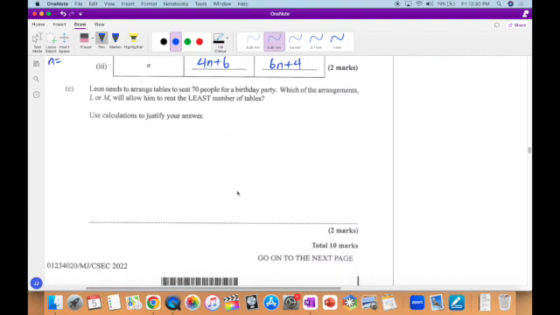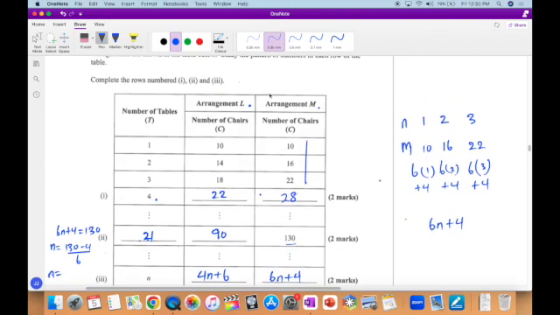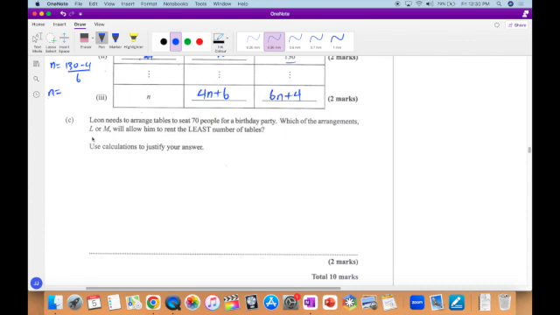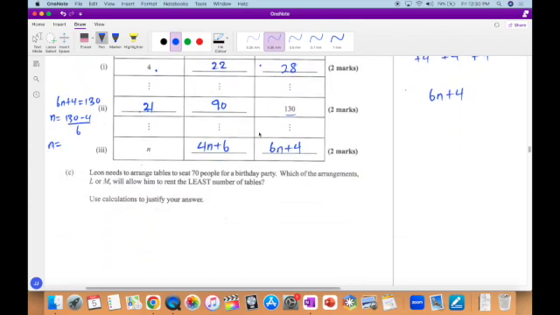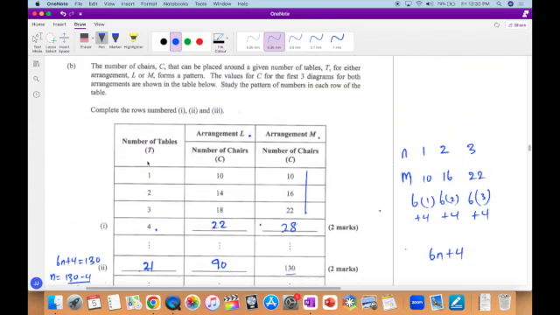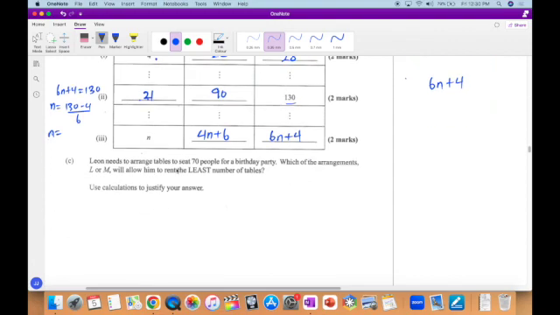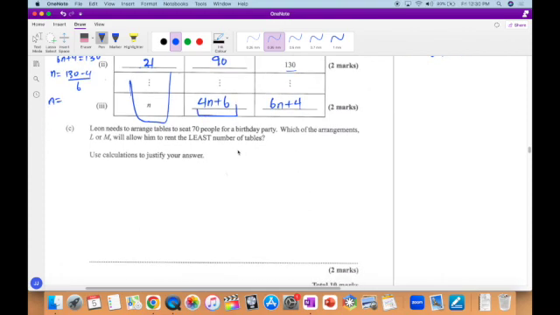Leon needs to arrange tables to seat 70 people for the party. Which of the arrangements, L or M, will allow him to rent the least number of tables? Remember, n is the number of tables, and this is the number of chairs, which is the number of people. So 4n plus 6 will give you 70 people, and 6n plus 4 will give us 70 people.